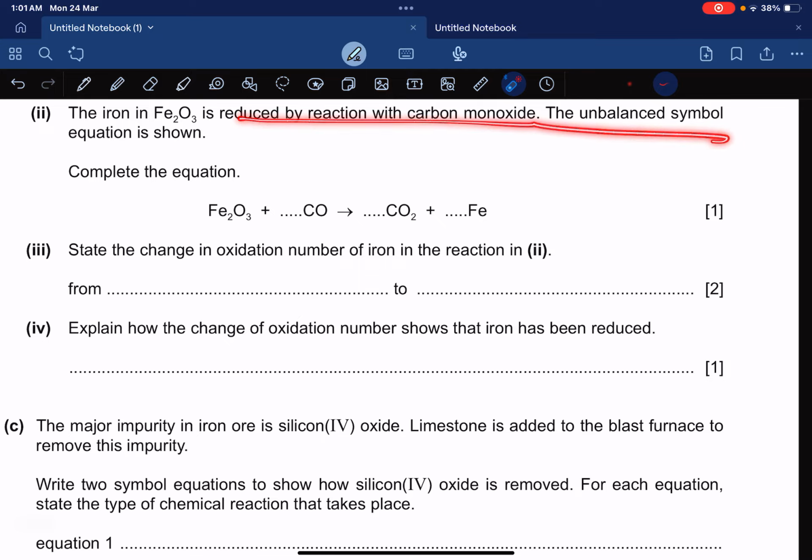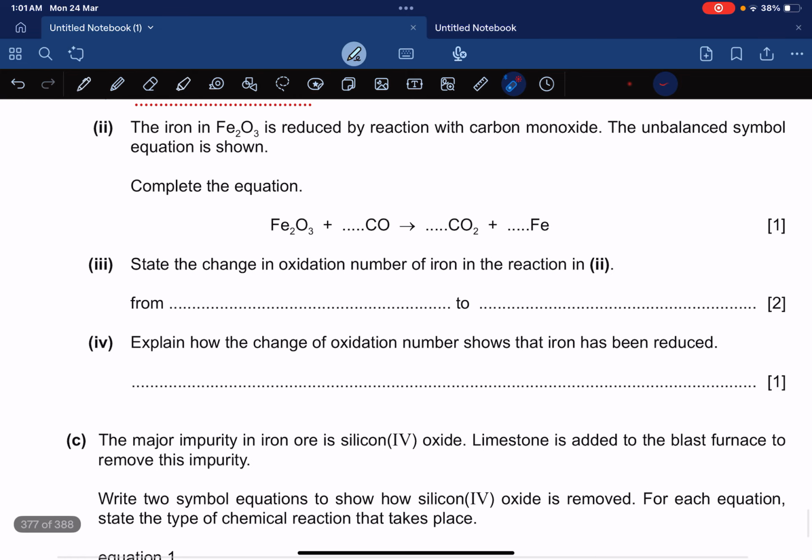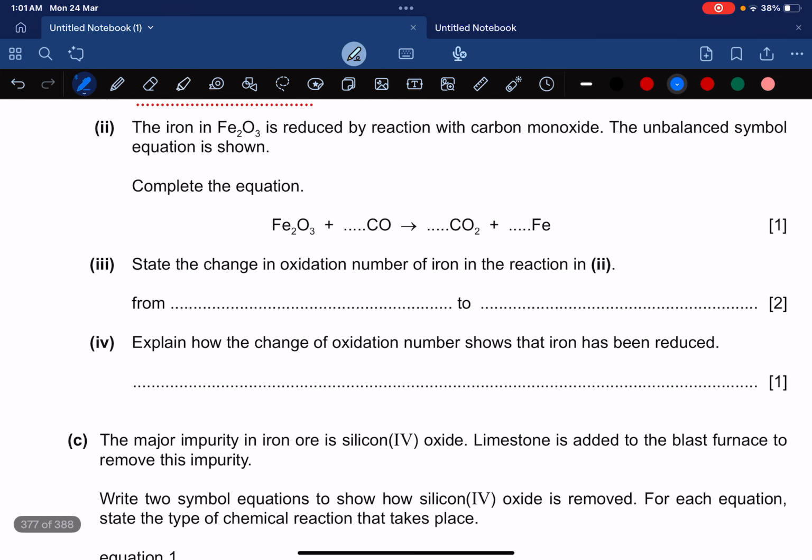The unbalanced equation is shown. Complete the equation. ठीक है. Now I don't even have to look at it. This is such a commonly repeated question that you should learn the balancing. You take 2Fe, you take 3 carbon monoxide, you take 3 carbon dioxide. Okay, learn this. State the change in oxidation number of iron in the reaction.